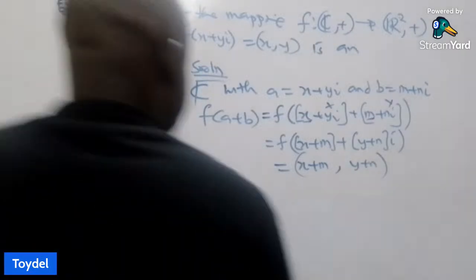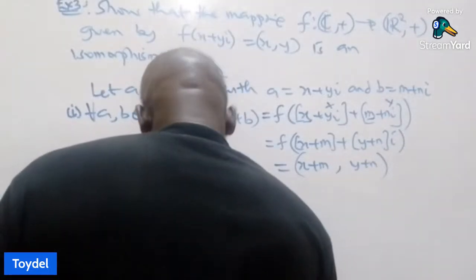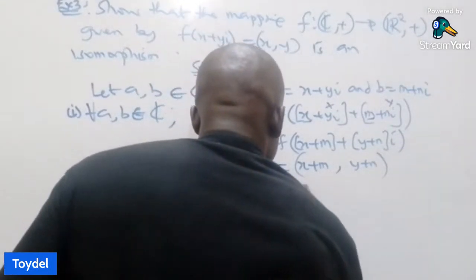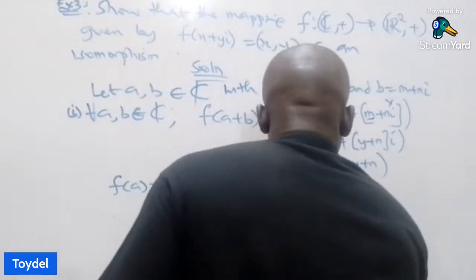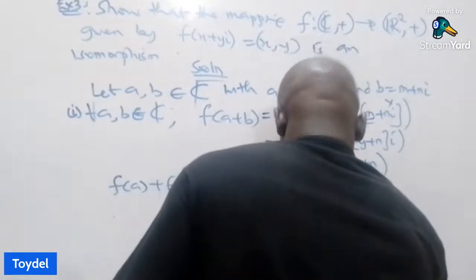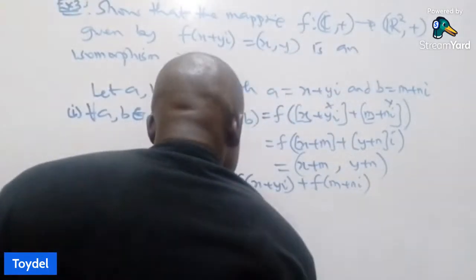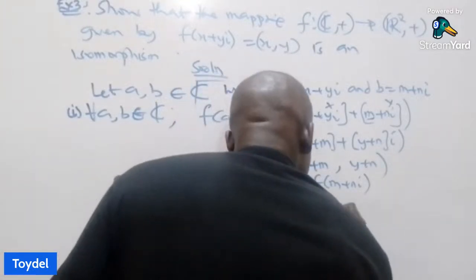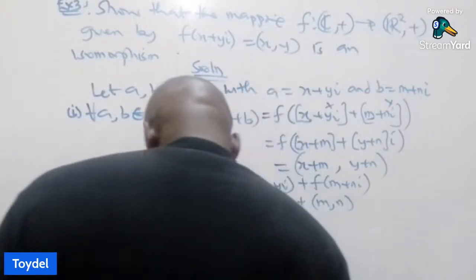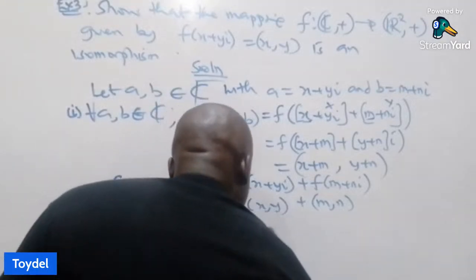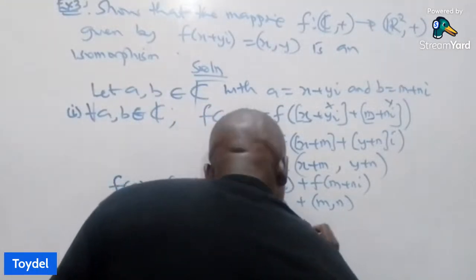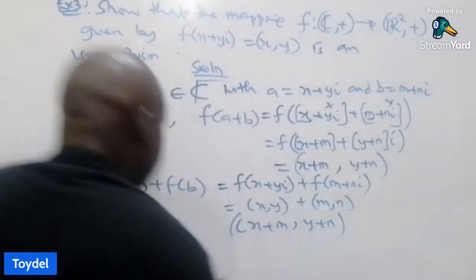we conclude. So what is f of A? F of A is x plus yi. Then plus f of B is m plus ni. That's what we're going to have. Then this is the same thing as x comma y, then plus this is m comma n. That's what I'm going to get. Then at the end of the day, I'm going to have x plus m comma y plus n. That's what I'm going to get here.